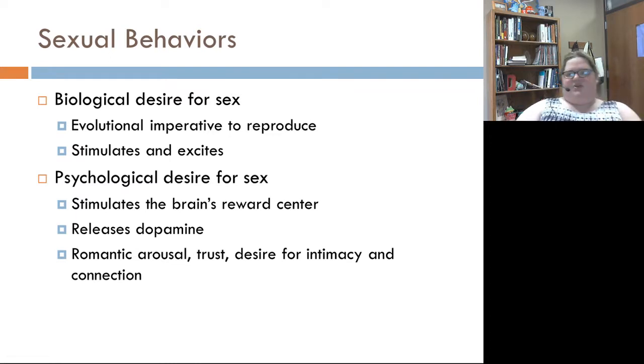When it comes to sexual behaviors, there are many different explanations for why. And so I said that sexuality is biological and psychological. So what is this biological aspect of sex? Well, one, we have this evolutionary imperative to reproduce. In other words, it's ingrained in our very core that we must reproduce, that we have to carry on our genes. It's the way that a species survives, through reproduction.